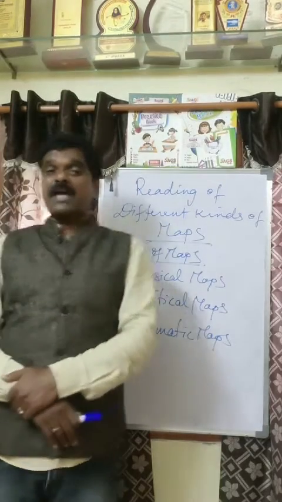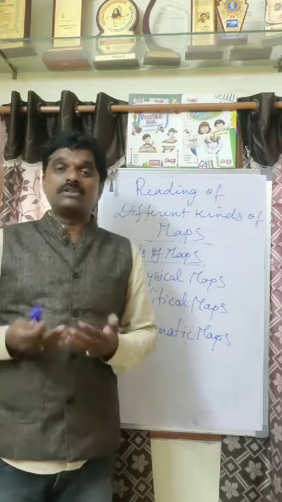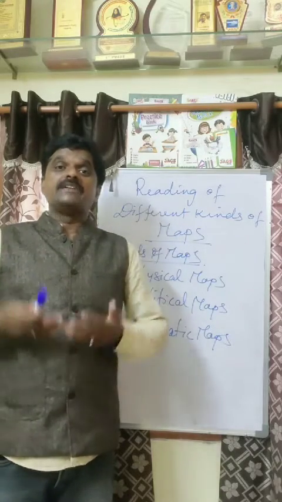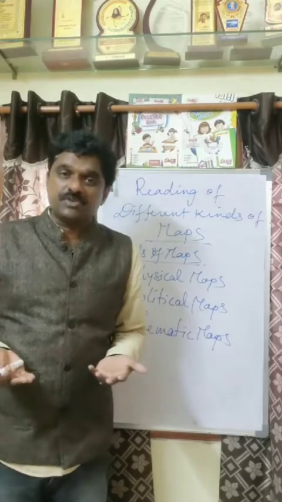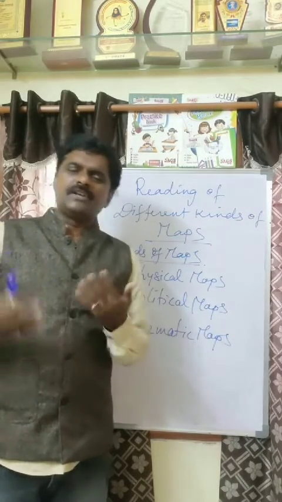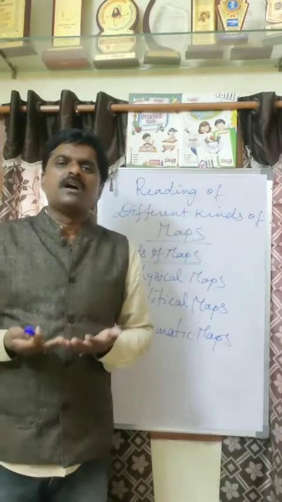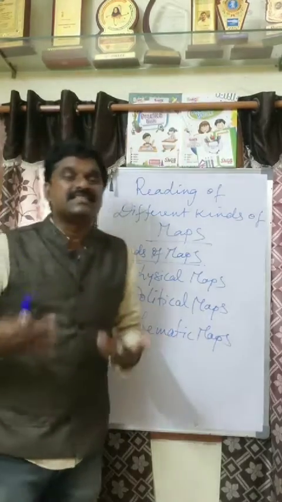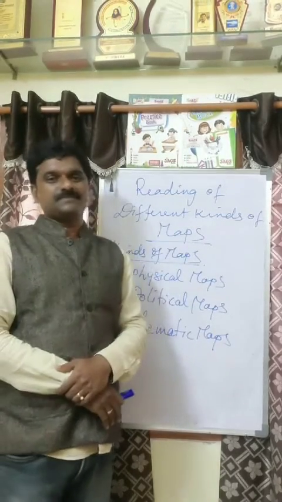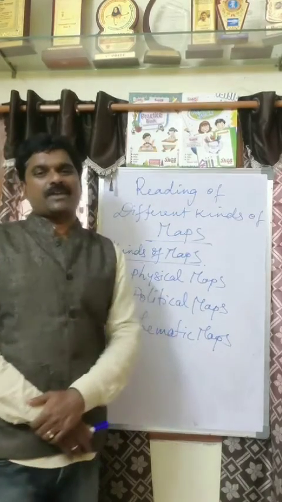And in thematic maps, other than these, you can see the climatic conditions and the different mineral resources, the availability of different types of crops or resources, whatever we come across, we can clearly see in the thematic maps. So these are the different types of maps you come across.